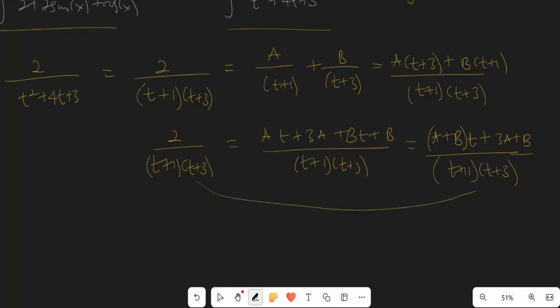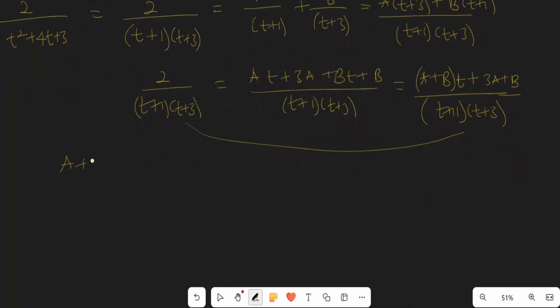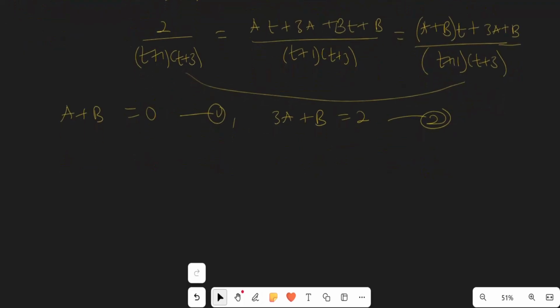Since the denominators are the same, the numerators must also be the same. So a plus b, which is the coefficient of t on the right hand side, equals 0. There is no coefficient of t on the left hand side, it's just a constant. Call this equation 1. And the constant term, 3a plus b on the right hand side, equals 2, which is the constant term on the left hand side. Call this equation 2. You can solve these two equations simultaneously.